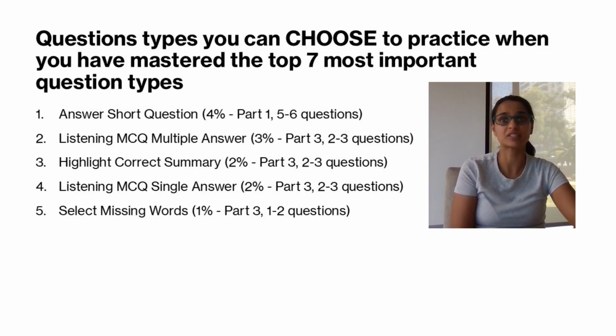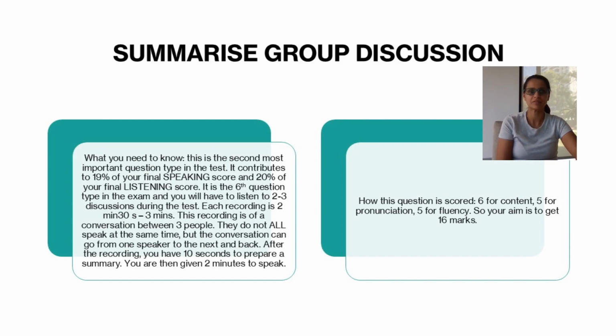Let's talk about summarized group discussion. Right, summarized group discussion. What do we need to know? It is the second most important question type in the entire test. Okay, it contributes to 19% of your final speaking score and 20% of your final listening score.